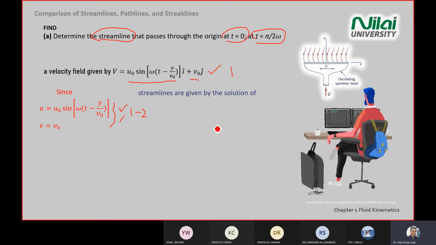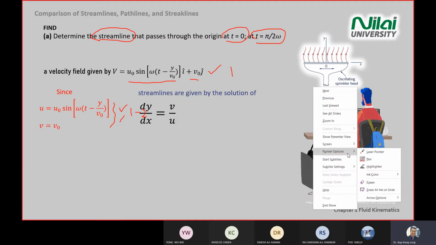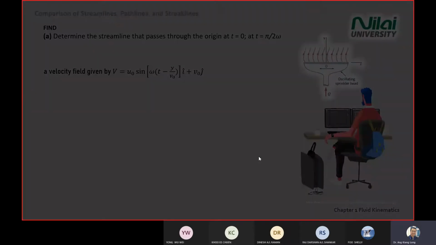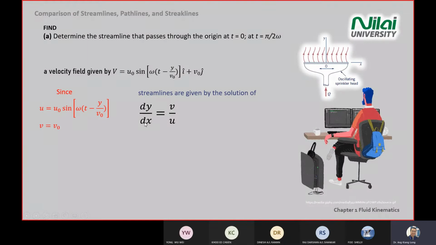This is just to evaluate whether you understand what a streamline is. Okay, let me clear the marking. The streamline equation that we already agreed on, we can write as dy over dx equal to v divided by u. If you don't understand this, go back to the previous lecture slides and have a look. At this moment, we assume you already understand. The streamline equation is always tied to this equation: dy over dx equal v divided by u.